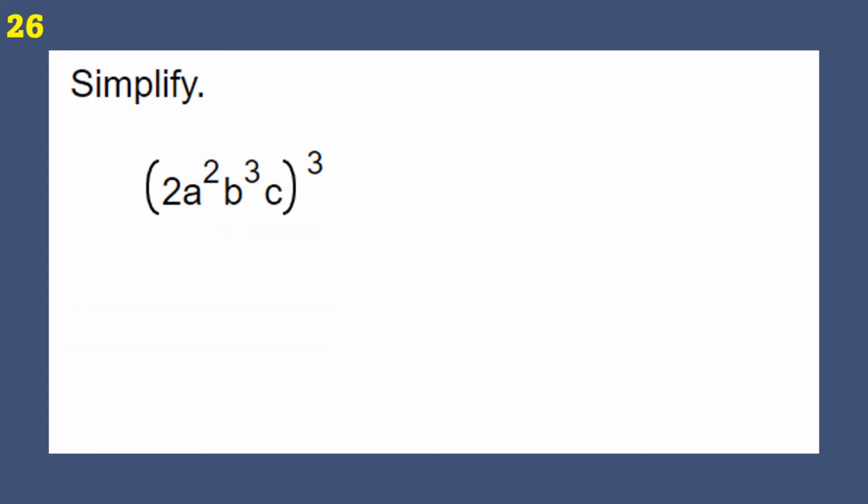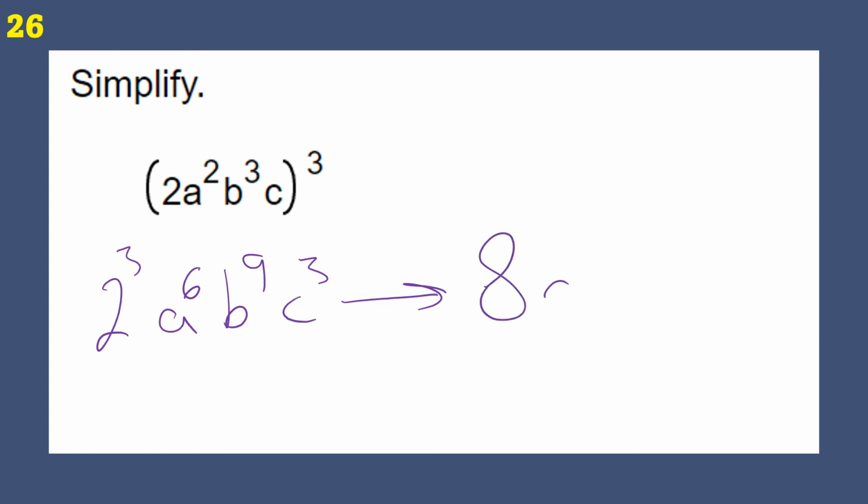Now, if I have an exponent outside of a parentheses, I can go ahead and bring that inside, but I'm going to make sure I apply it to each piece. So first we have 2 to the third, and then each of the variables with exponents, we're going to multiply those exponents together. So a to the second is going to become a to the sixth, b to the third becomes b to the ninth, and c becomes c cubed. One last thing I want to do is simplify that. 2 to the third is 2 times 2 times 2, or 8. So I end up with 8, a to the 6th, b to the 9, and c to the 3rd.